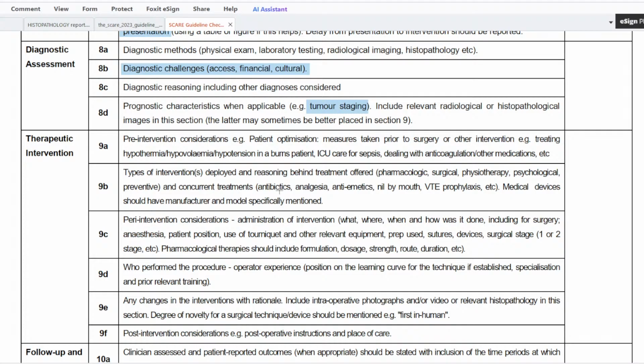Types of interventions: delayed, and reasoning behind treatment offered; pharmacological, surgical, physiological, preventive, and concurrent treatment, antibiotics. Medical devices should have the manufacturer and model.